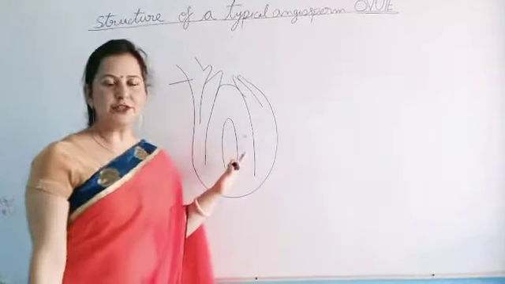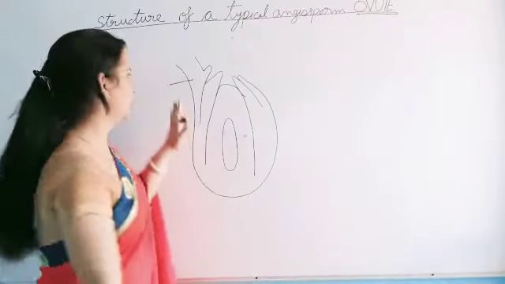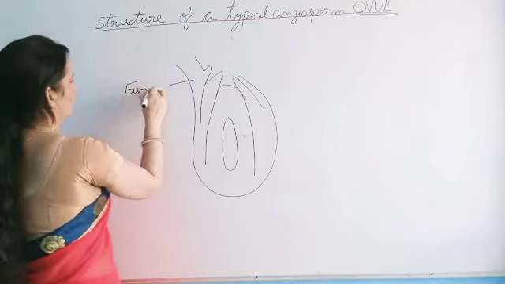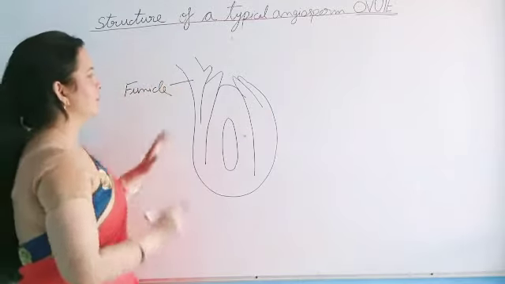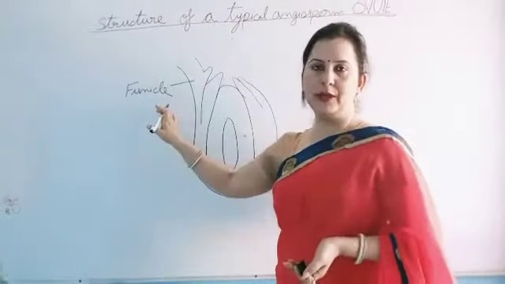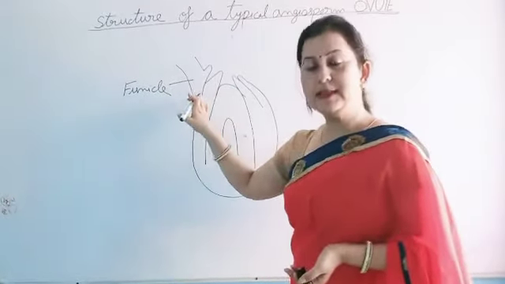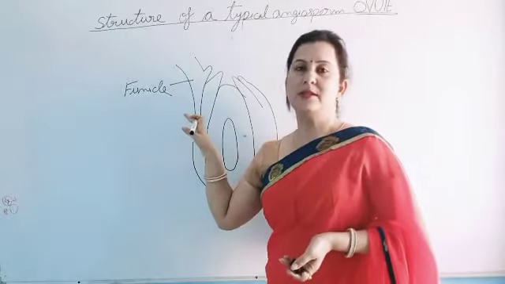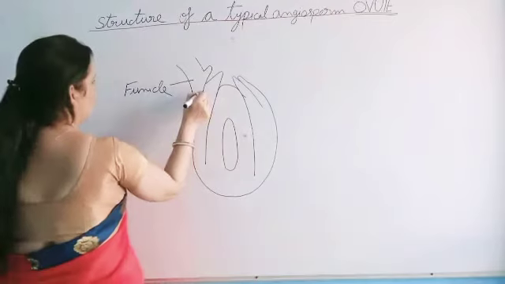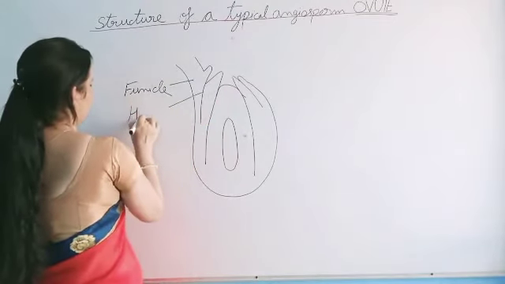Ovule is attached to the placenta by funicle. This is the funicle. Ovule is attached by the funicle in the region hilum. Hilum is the junction between ovule and funicle. So this is the hilum.